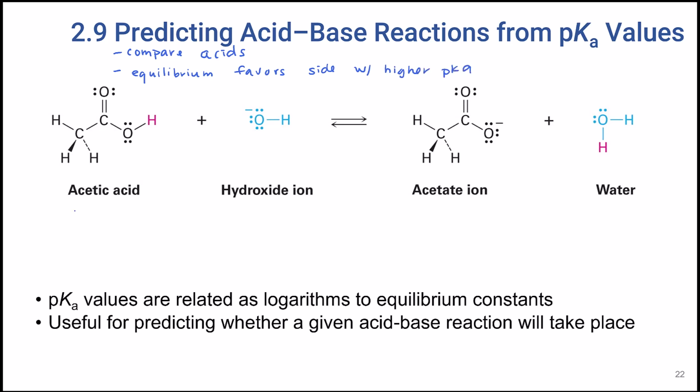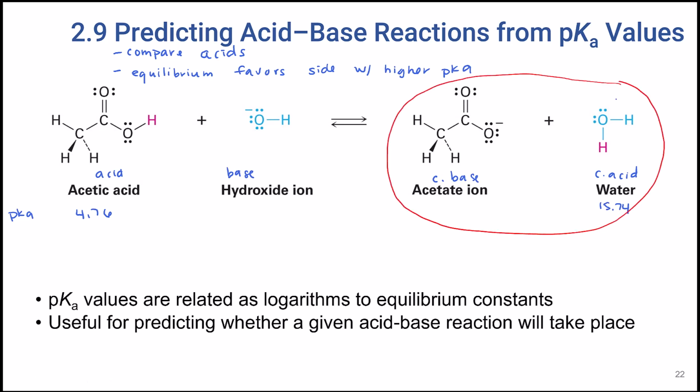So acetic acid, we said, was around 4.76. And that's our acid versus the hydroxide ion, which is negatively charged. On the reverse side, the acetate ion is going to be the one accepting the protons. So here's my conjugate base. This is my conjugate acid. So if I'm comparing the acids on both sides, the pKa of water is 15.74. And equilibrium favors the side with the higher pKa, which is 15.74. So that's going to be this side. So this reaction will form.